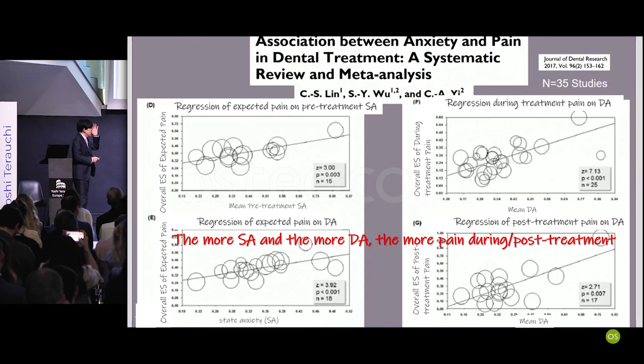So, for example, if you have preoperative pain and you get treated, you will have more post-operative pain. That's what they found in this study. This is also a nice study, systematic review, and meta-analysis. So the more preoperative pain, the more post-operative pain.